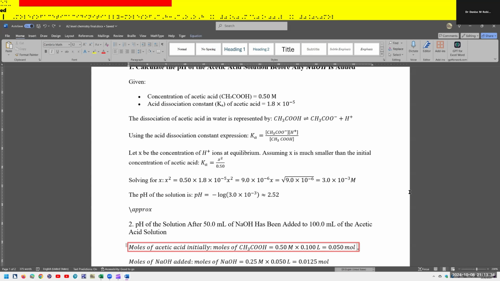M O L E S O F A C E T I C A C I D initially, colon, M O L E S O F. So what I would actually suggest with transcribers is don't put that into math content, and then it's actually going to read correctly. Moles of acetic acid initially, and then moles of, and then only put the math content in there instead of the words. So you can see some of the issues on that. So don't do that.